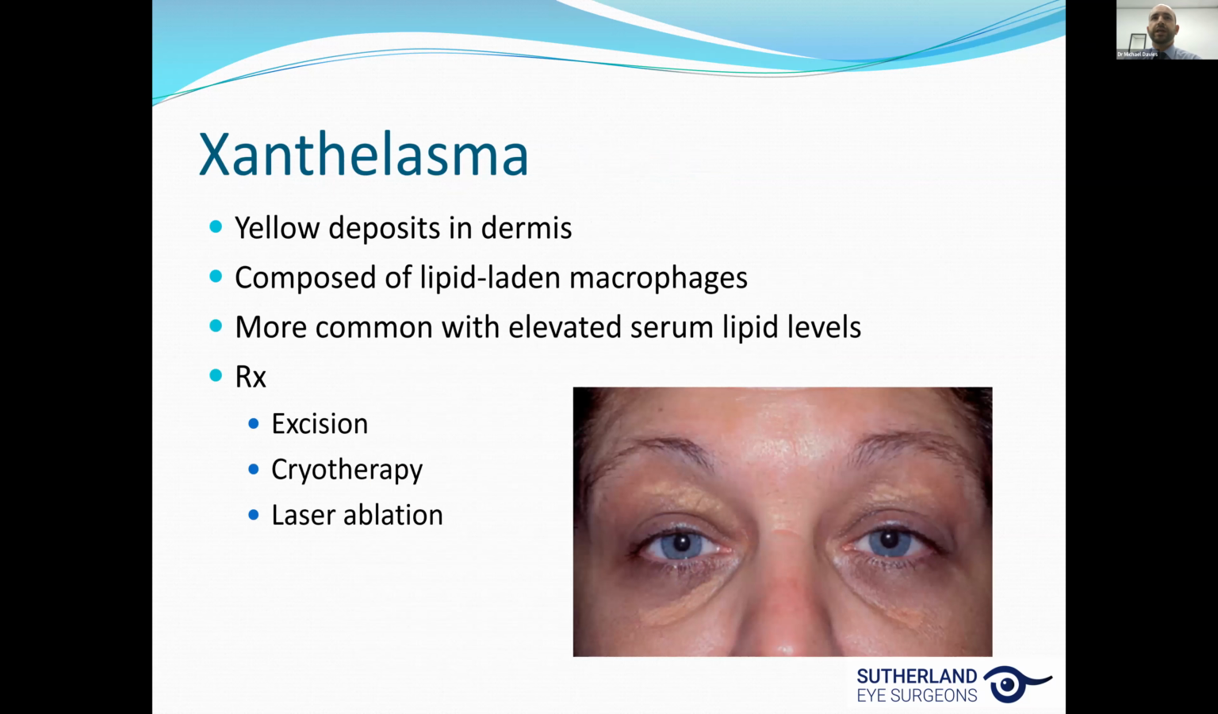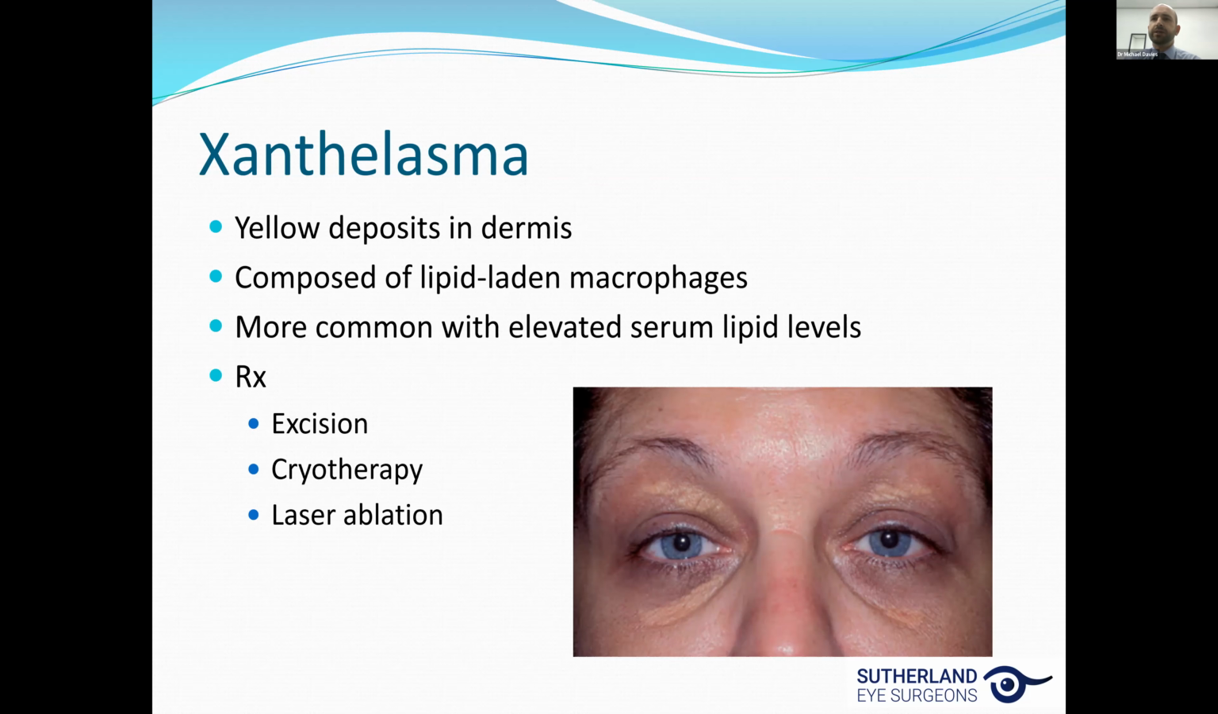Xanthelasma, so these are yellow deposits within the dermis around the eyes, composed of lipid-laden macrophages, and they are more common in patients with elevated serum lipids, but often you see this in patients who don't have elevated lipids. It's probably worth checking for that if you see it.